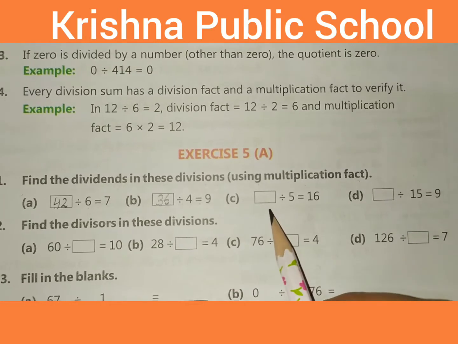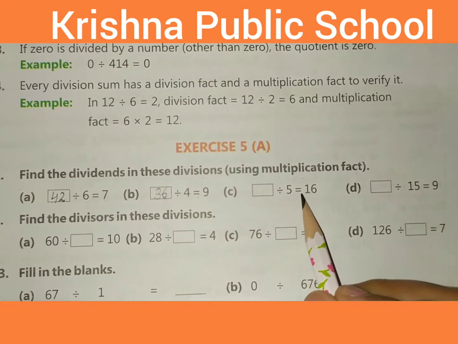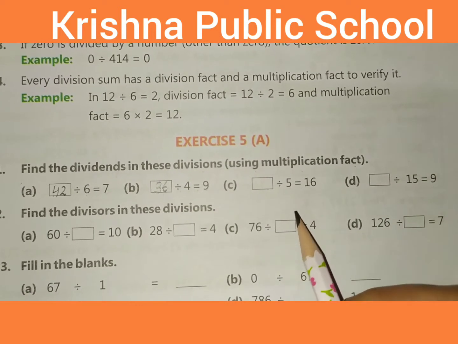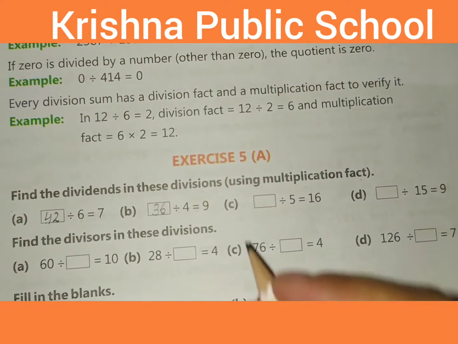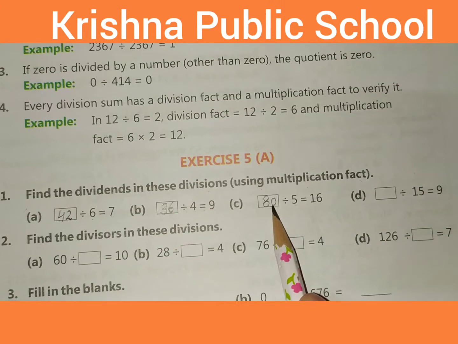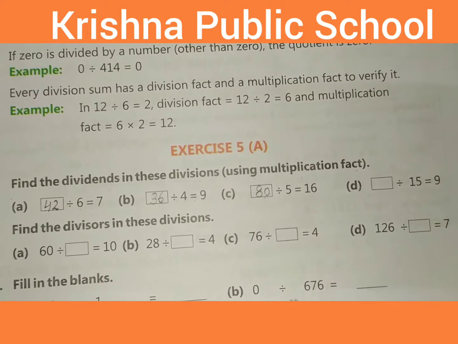Okay. Next is find the dividend divided by 5 equal to 16. 16 multiplied by 5 equal to 80. Right? 80. 80 is called dividend. 80 divided by 5 equal to 16.